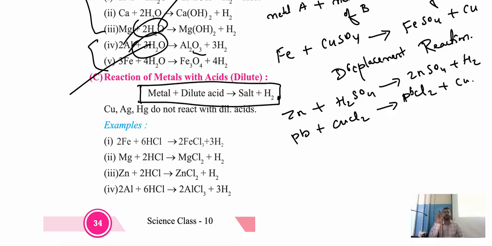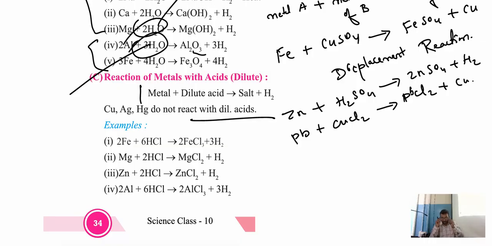So whatever I am telling as a general formula, you write it in your notes on a separate sheet after the end of this chapter. When metal reacts with dilute acid, it gives salt and hydrogen gas. But we already know that copper, silver, mercury do not react with dilute acids. Remember, important note. Which do not react with acids? Copper, silver, mercury. Understood? They do not react with dilute acids. But gold will react. Au, gold will react. But these will not react.